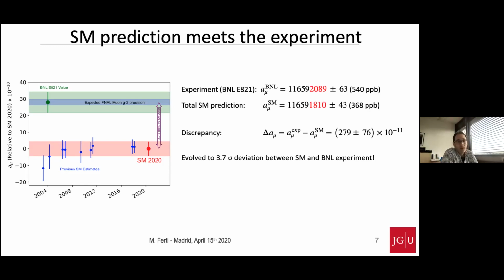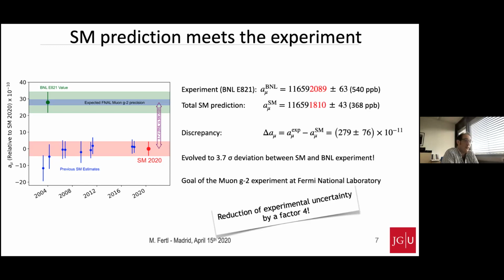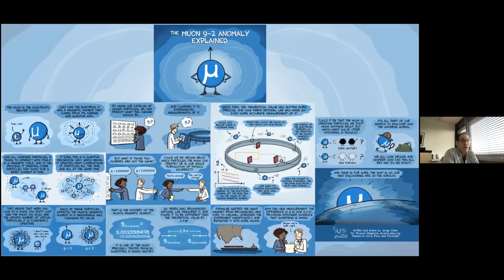And so at Fermilab, we actually have the goal to reduce the experimental uncertainty by a factor of 4, to 140 parts per billion. If you want a short run-up of our experiment and explanation, I recommend you look at this g-2 PhD comic that was co-published with our release last week. But let's go a little bit deeper into the details here.